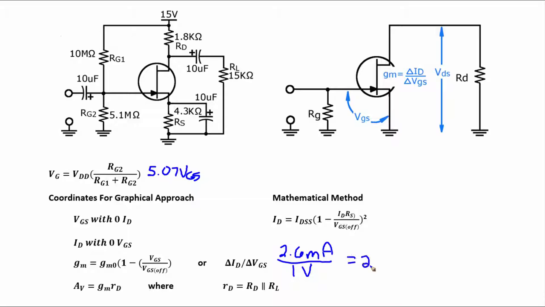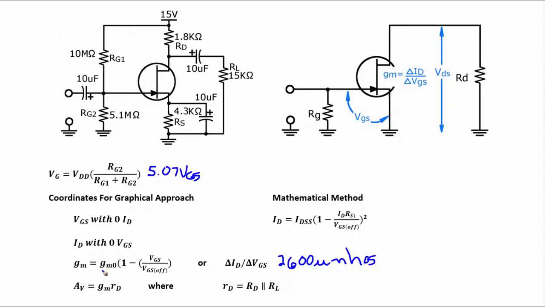So we're looking at 2600 micromhos. And I'm going to stick with mhos because if I start putting microsiemens, we might start thinking it's microseconds. So let's remember this one as micromhos. So 2600 micromhos.